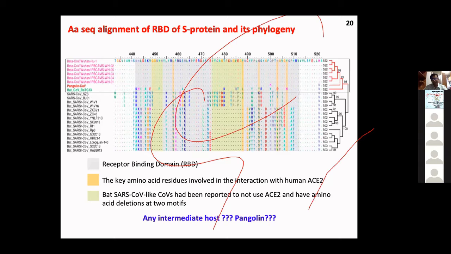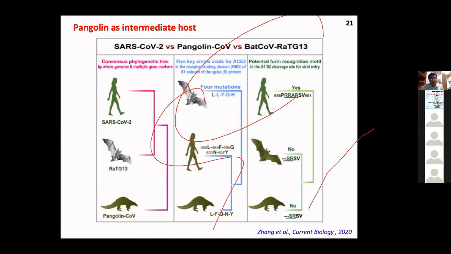Here is the cartoon of the phylogenetic analysis, where consensus phylogenetic trees are constructed. When the phylogenetic tree is constructed considering the whole genomes, we can see that the bat coronavirus and the human coronavirus 2 come under a single cluster, and pangolin is situated in a different clade. But when the 5 key amino acids for ACE2 in the receptor binding domain from the S1 subunit of the spike protein are considered, then the human coronavirus 2 and the pangolin coronavirus come under a single cluster, outgrouping the bat coronavirus in a different clade.